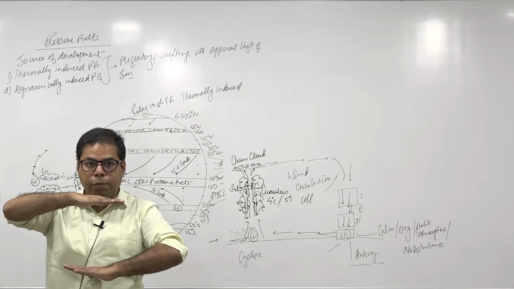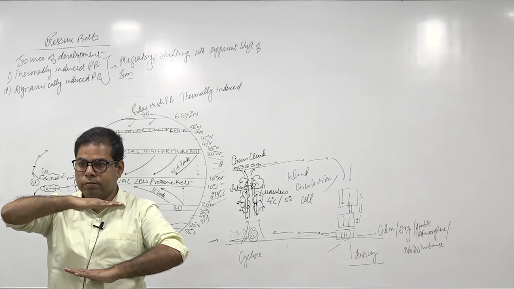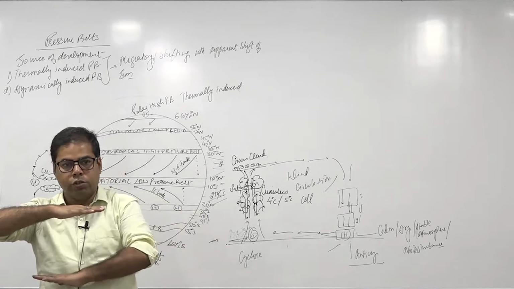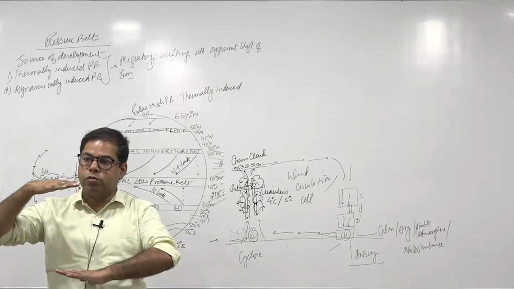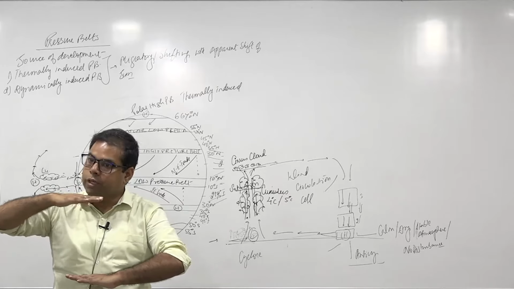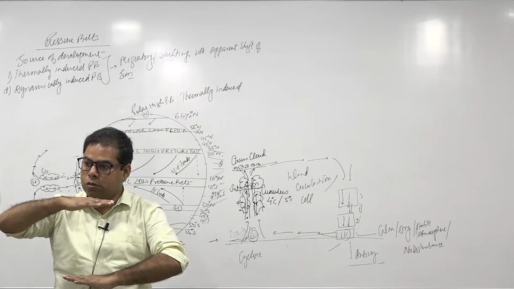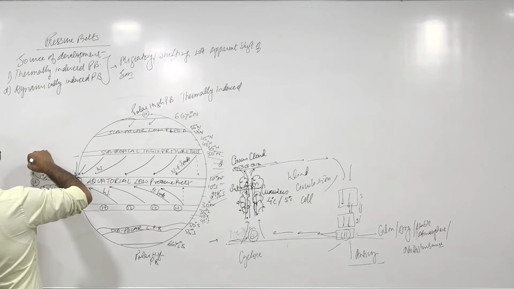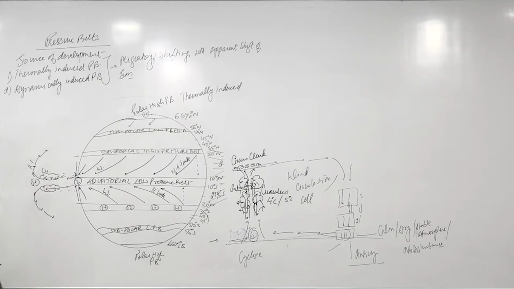Can we call this atmospheric anti-trade? This is trade wind, which is going from subtropical high to equatorial low. They are rising, again going towards the subtropical high. Can we call them the atmospheric anti-trade? Yes or no? So they are called the atmospheric anti-trade. समझ में आ गई?